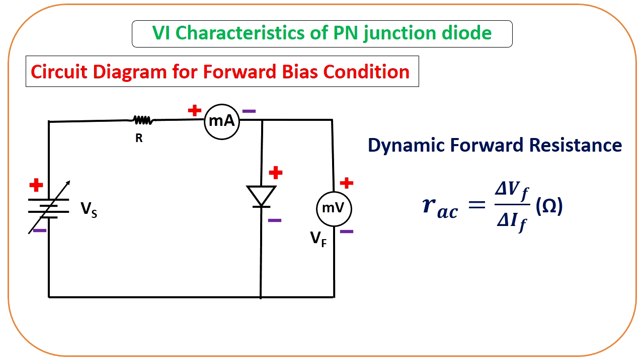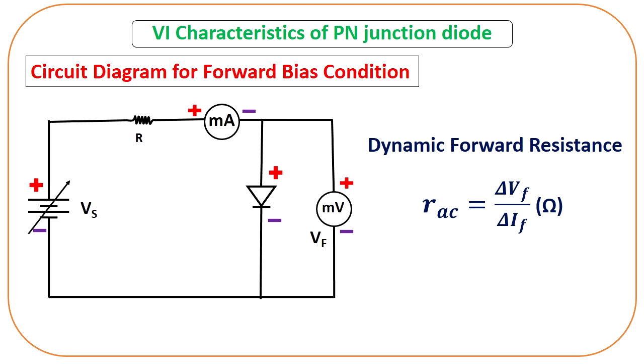You can see the battery's positive and negative terminals of the source. The battery is connected to the positive terminal of the diode via resistance and milliammeter, and the negative terminal of the battery is connected to the N terminal of the diode. The millivoltmeter is connected in parallel with the diode. So in the milliammeter you will get the forward current, and in the millivoltmeter you will get the forward voltage drop across the diode.